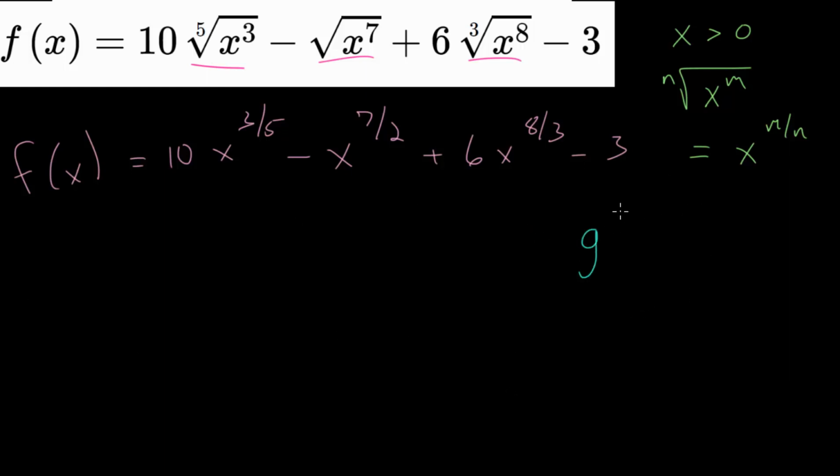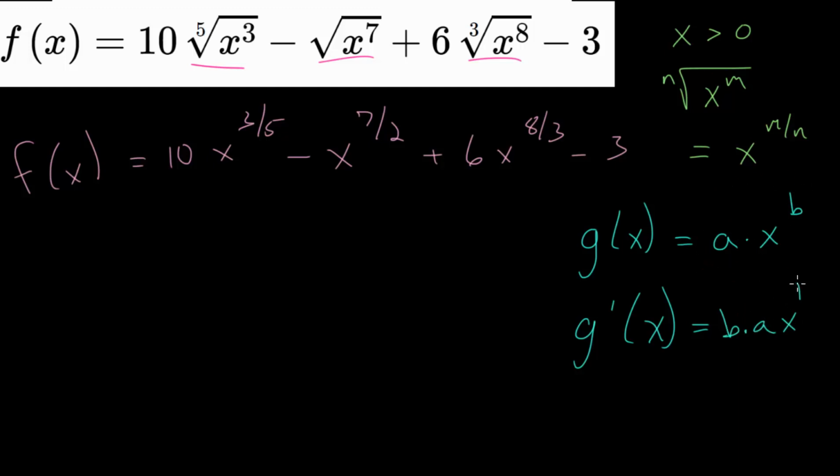Now, once we write it like this, we can just use the power rule for derivatives. In general, let's say we have g of x is some constant a multiplied by x to the b power. When we take the derivative, we find the rate of change of this function. We can bring the exponent down, and we multiply it by whatever this coefficient is, and then we subtract that exponent by 1. And this works for fractions as well. So let's apply that principle.